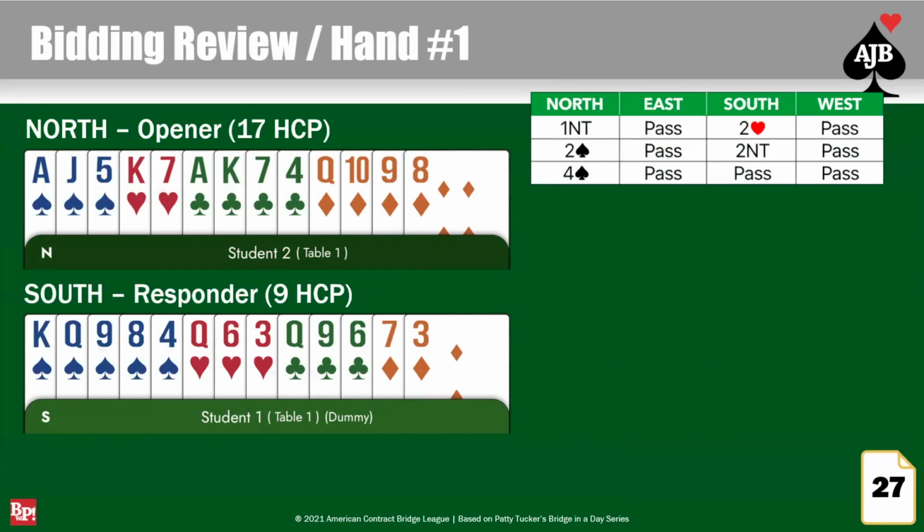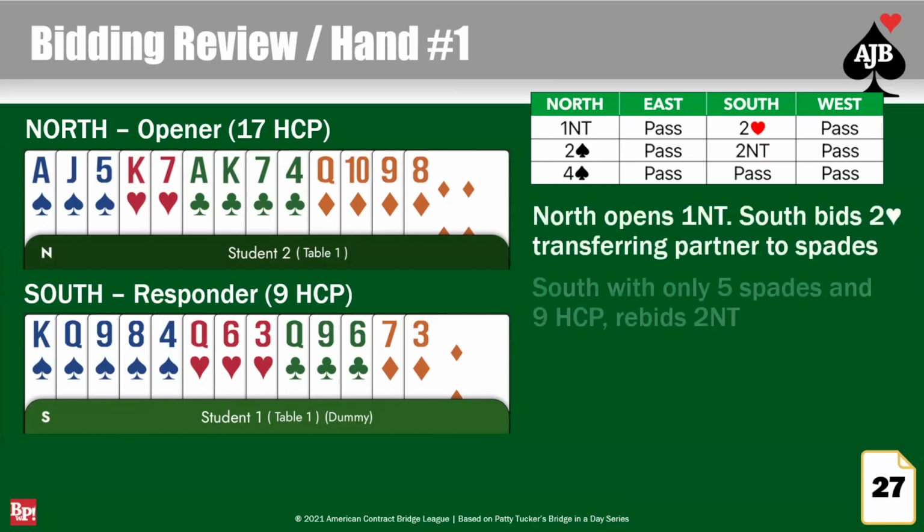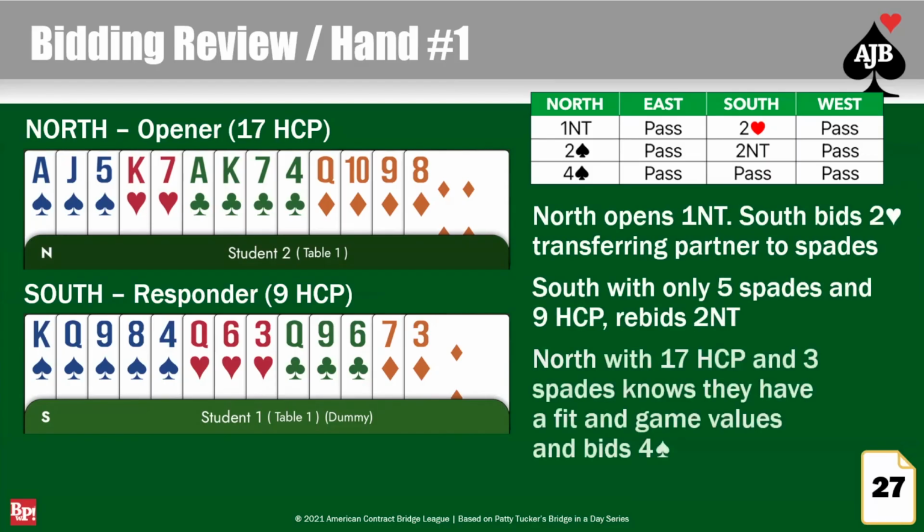So let's review real quick. North opened 1 no trump, South transferred to spades, and then bid 2 no trump. They showed 8 or 9 points with only 5 spades. Opener has 17 high card points, enough for game. He bid game in spades, where they have a fit.